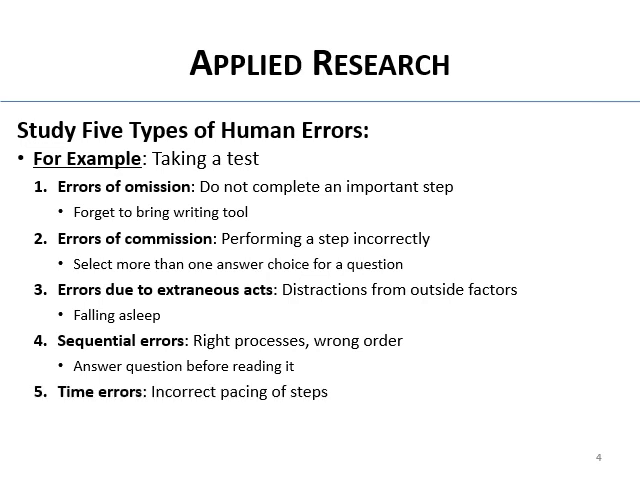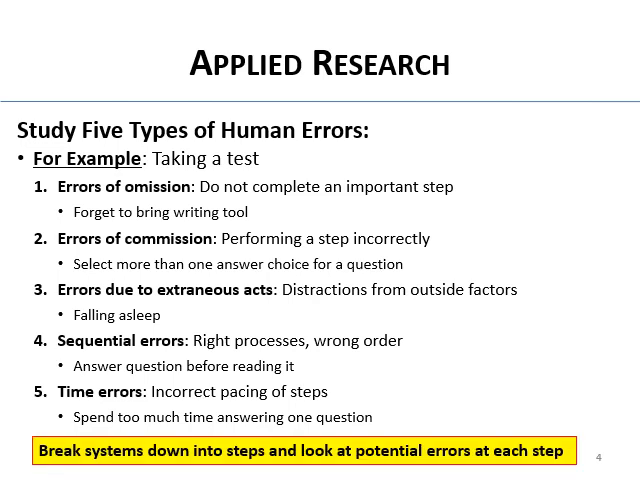And time errors. So time errors is when you incorrectly pace. So this is one of my problems. You spend too much time answering one question, for example. That would be a time error. So they break systems down into steps, and in each step they look at the potential errors that are made, and they try to come up with ways to reduce those errors, and that's basically how human factors researchers solve problems practically.